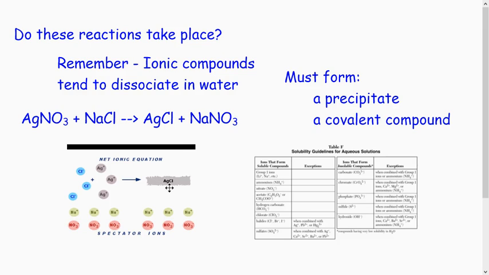In order to figure this out, you're going to need to look at the solubility guidelines for aqueous solutions in Table F of your reference table. If we look at this, halides, such as chlorides, tend to be soluble, but silver is an exception, so silver chloride will be insoluble, meaning silver chloride is a precipitate. So, in order for a double replacement reaction to occur, we need to either form a precipitate, an insoluble compound, or a covalent compound, because covalent compounds do not break apart into their ions when they're in water.